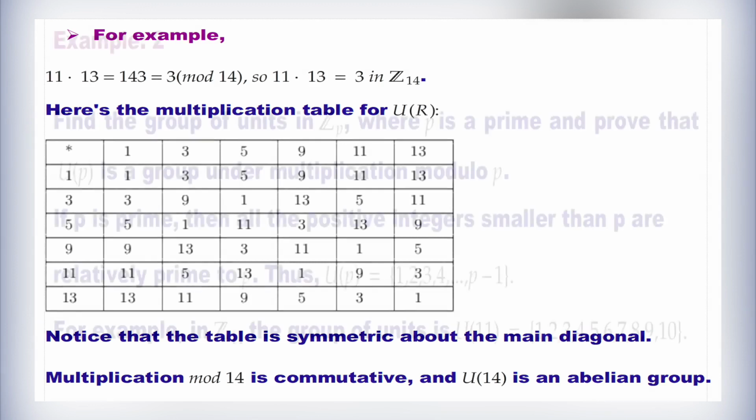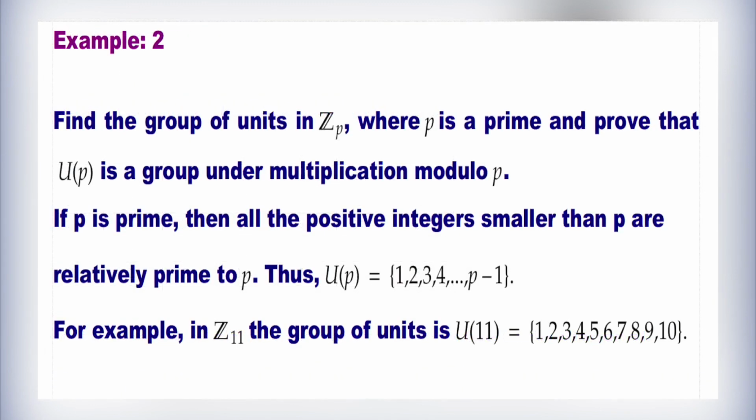The second example is, find the group of units in Zp where p is a prime and prove that U(p) is a group under multiplication modulo p. If p is prime, then all the positive integers smaller than p are relatively prime to p. Thus, U(p) = {1, 2, 3, 4, etc. up to p − 1}.